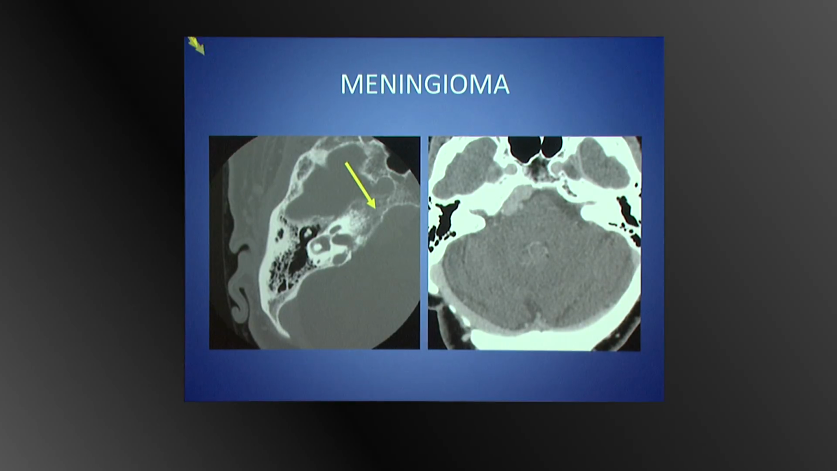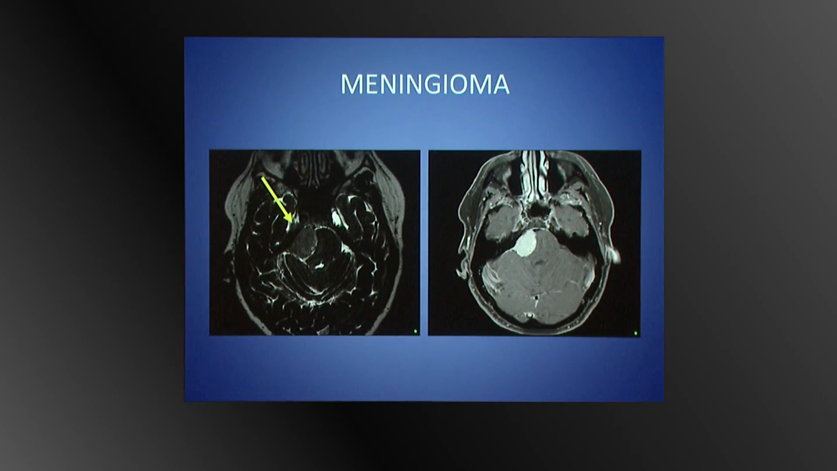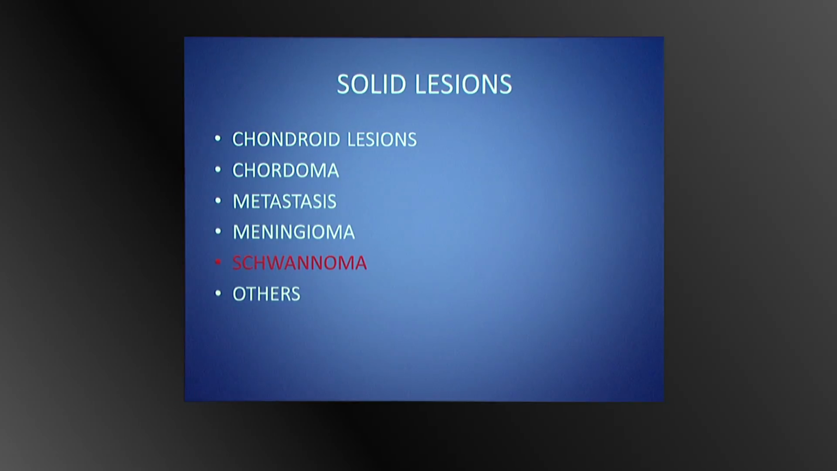And if you look carefully on that, there is a little subtle soft tissue component brought out obviously with administration of contrast. On MR, you can see a little lesion within Meckel's cave, ducking under the petroclinoid ligament with a big cerebellopontine angle component, enhancement, and dural tail. So typical imaging features, but just be aware that they come into the differential.